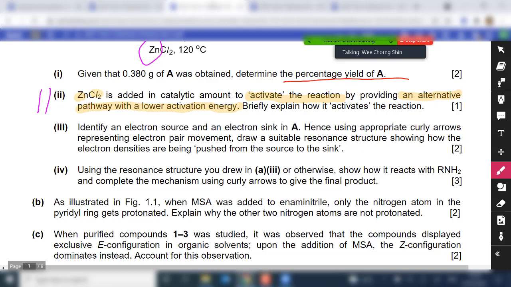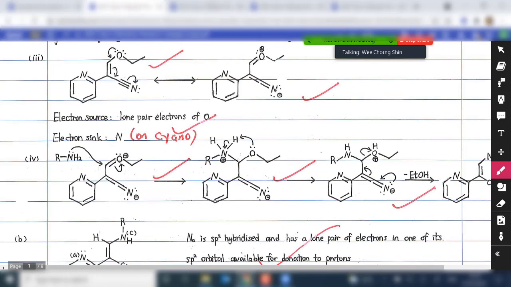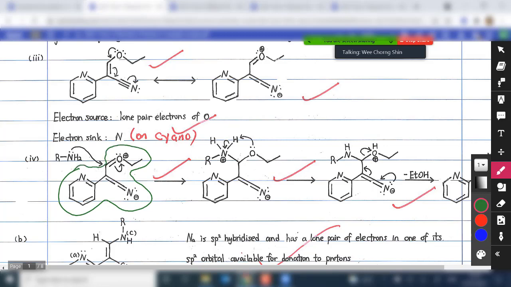Okay, use the resonance structure you drew in A3. Show how it reacts with RNH2. RNH2 is obviously the primary amine, with the lone pair of electrons as the electron-rich site. The reason this is being asked of you is that once you draw this structure out, you can tell that the nucleophile can attack here.